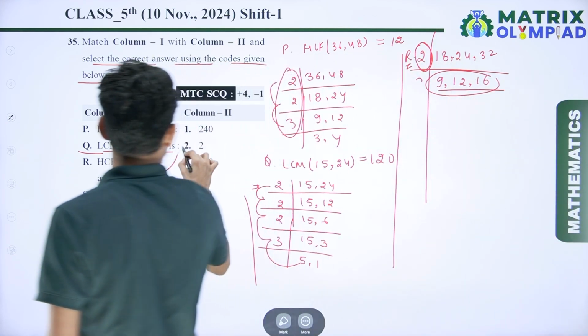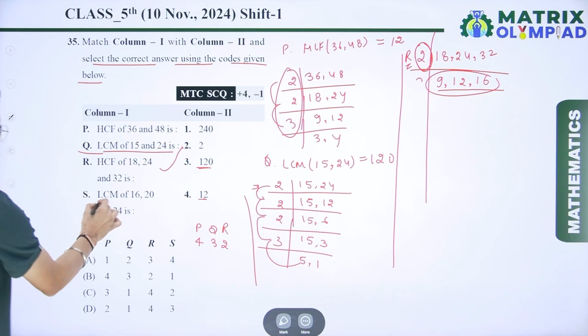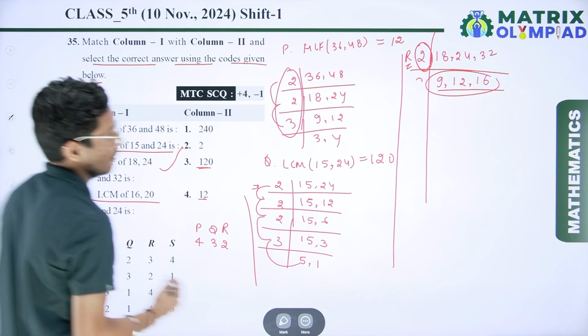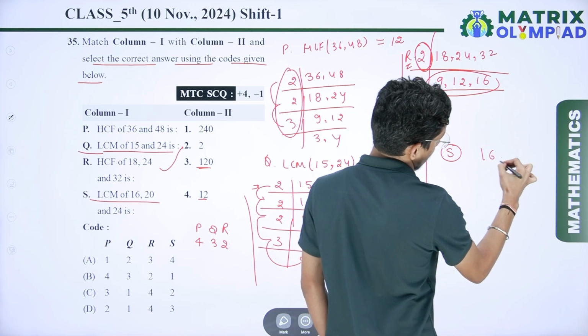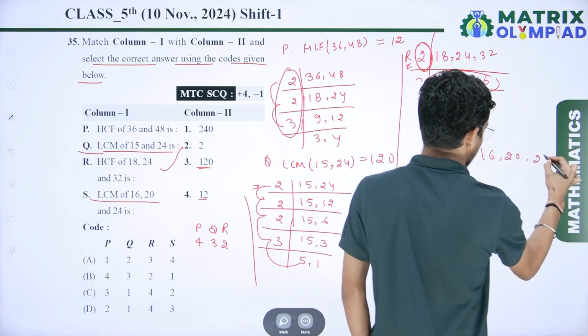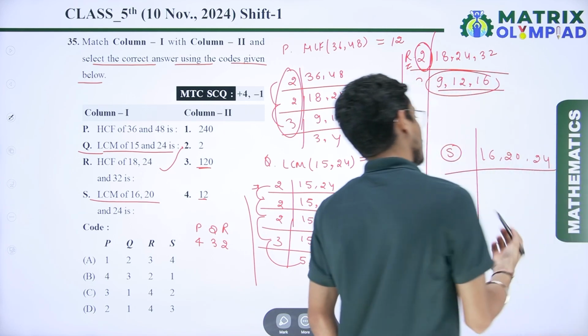So R is connected to 2. So the last one, we have to find the LCM of 16, 20 and 24. So first again here we take 2.